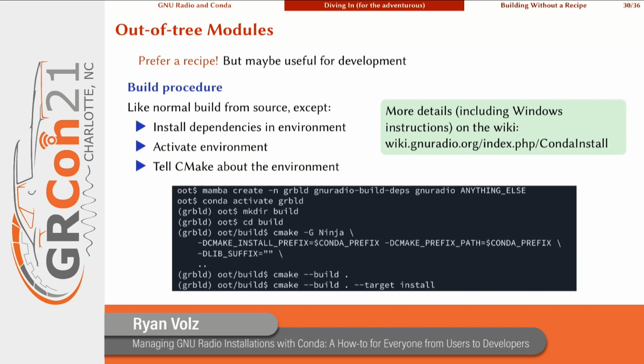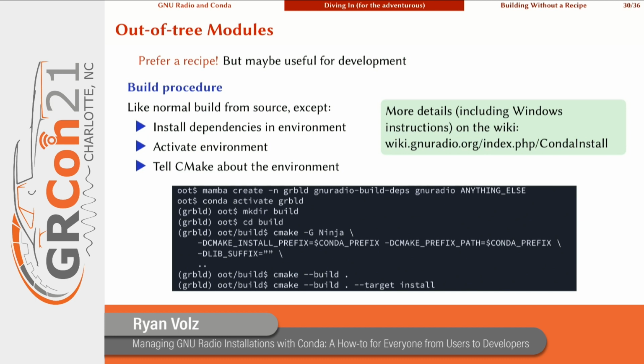And then we'll use Mamba to create a build environment. We'll install into it the GNU Radio package, of course, and then also a special meta package called GNU Radio build deps, which will install the typical dependencies that you also need along with GNU Radio. And then if there's any particular dependencies for your out-of-tree module, you want to install those as well. Then you activate that build environment, and then you go through your typical build steps.